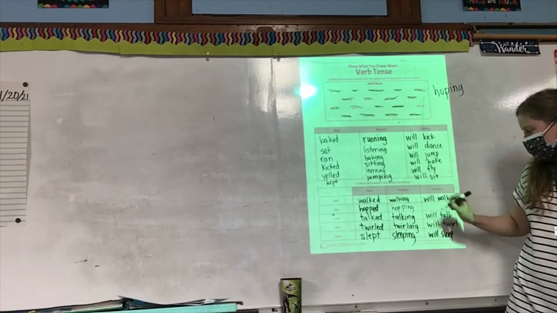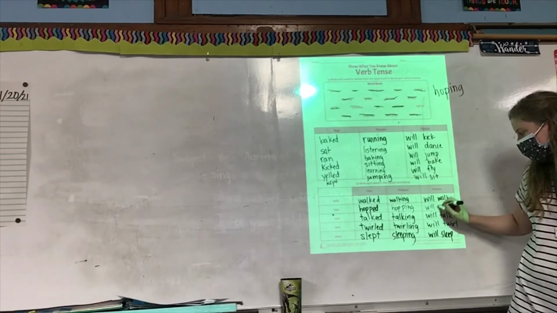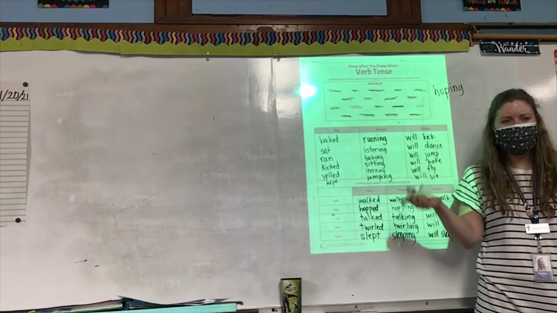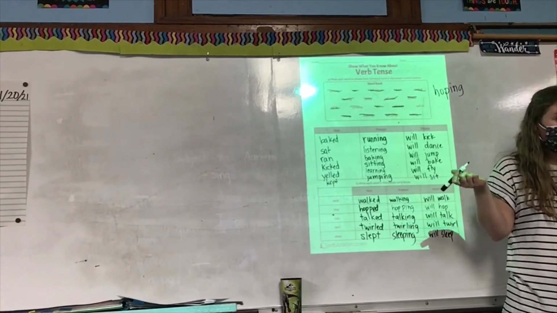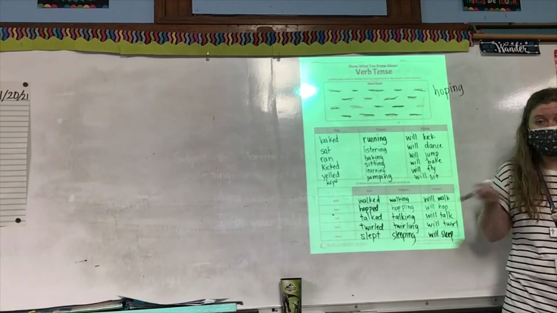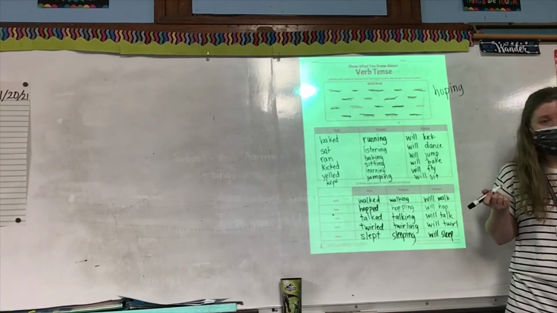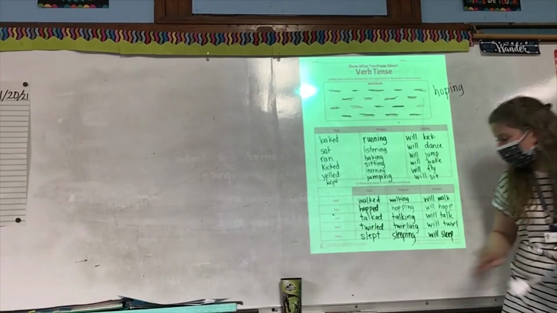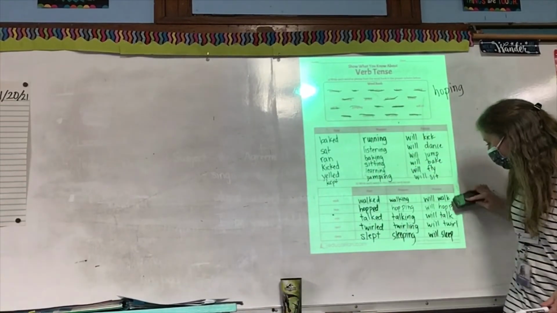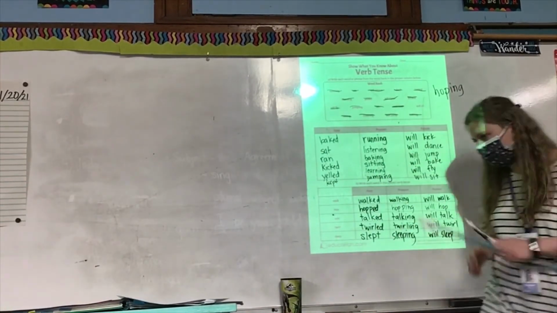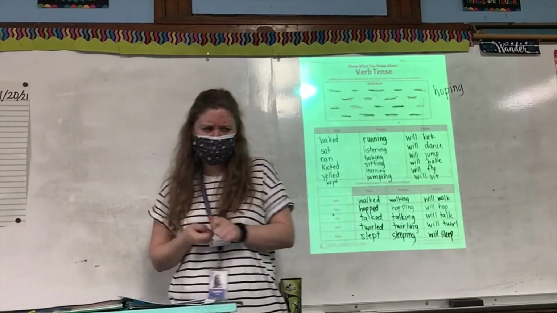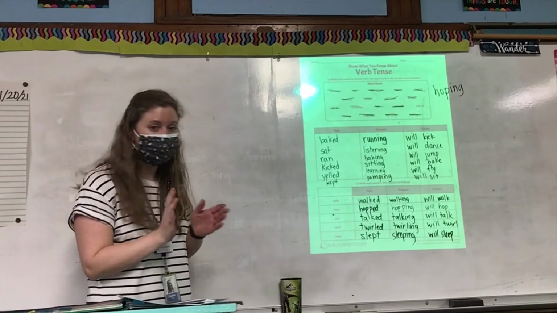And then in the future, do I add an ending to hop? Do I add something to hop at the end in the future tense? No. So do I have to double the P? No, because I didn't add anything. I don't do this. Only if I'm adding an ending do I double the consonant. Okay, we'll talk about that. I think we talked about that in irregular verbs. I don't know. If not, whatever.